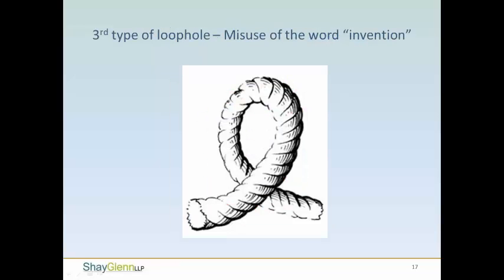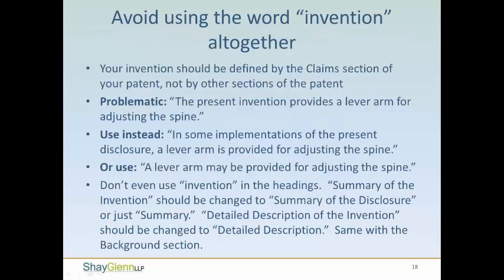So the third type of loophole is misuse of the word invention. And in general, you really don't even need to use the word invention. It used to be used all the time. Typically, you'd find the word invention all throughout a patent. But in recent years, patent attorneys have figured out that can really come back to bite you and be used against you in court when you're trying to assert your patent. So best to just keep that word out.